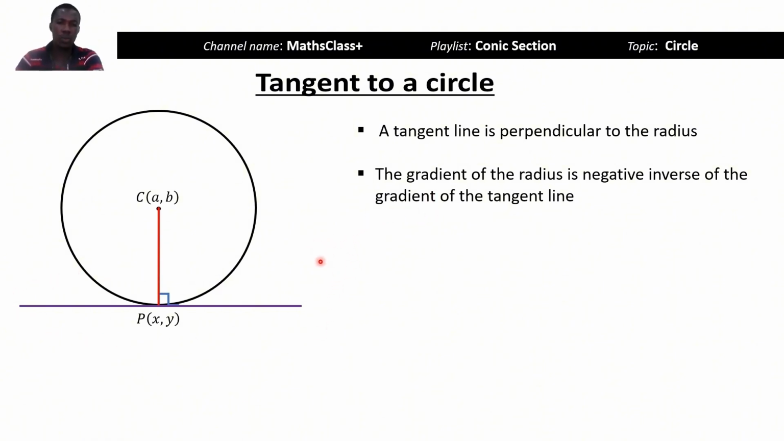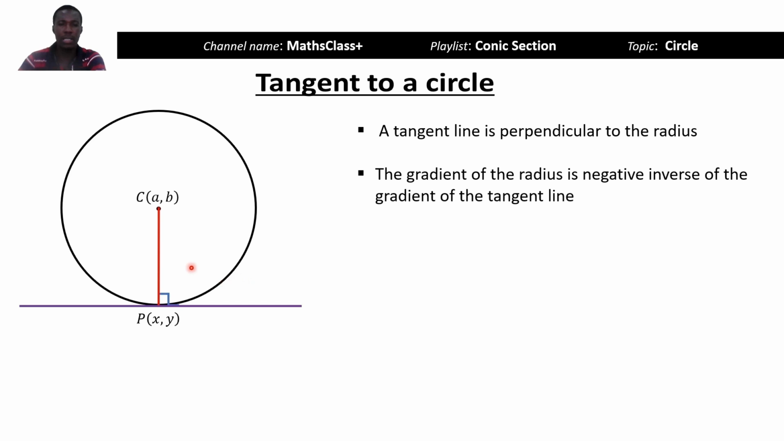Now, the point where the tangent and the circle meet, or the tangent touches the circle, we call it the point of contact. So in this diagram, our point of contact is point P. From the center, when we draw a radius to the point of contact, the radius will be perpendicular to the tangent line, as you see here. So the radius with the red vertical line is perpendicular to the tangent line, which is horizontally drawn.